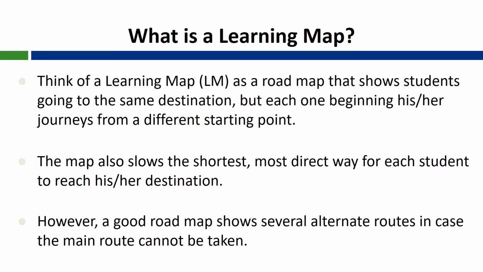The learning maps are a highly connected representation of how students acquire academic skills as reflected in research. The learning maps go beyond traditional learning progressions by including multiple or alternative pathways students may develop content knowledge. Think of a learning map as a road map that shows students going to the same destination, but each one beginning his or her journey from a different starting point. The map also shows the shortest, most direct way for each student to reach his or her destination. However, a good road map shows several alternate routes in case the main route cannot be taken.